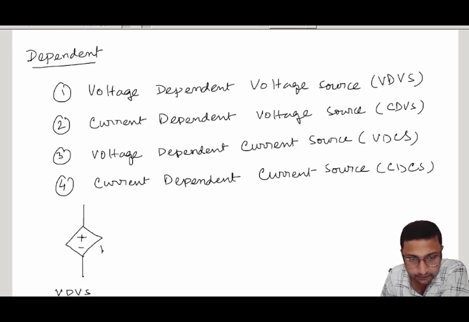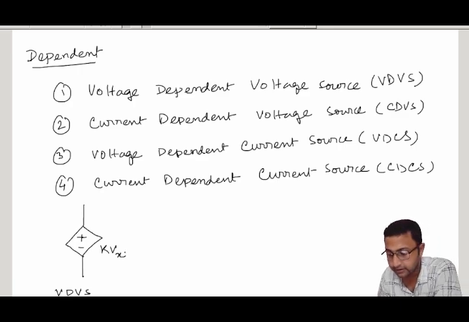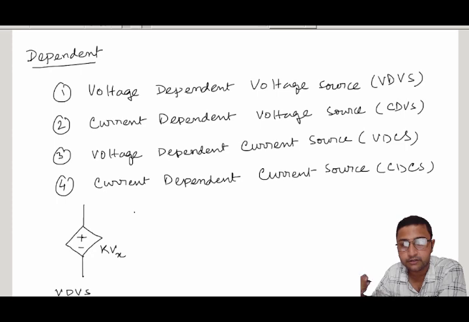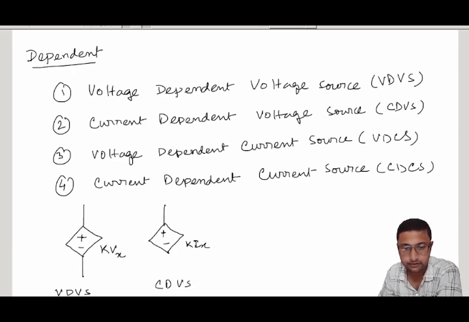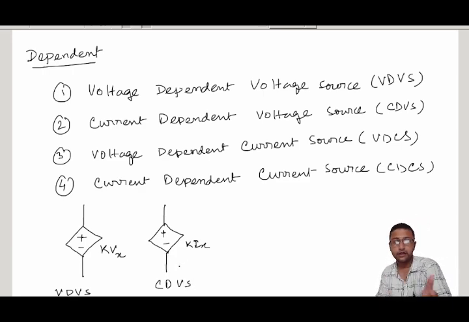It is represented by KVx, where K is some constant, or some portion of the supply voltage, K of Vx. The next one is the current dependent voltage source, that is represented by KIx. Okay, current dependent voltage source. This is represented as K of Ix, some portion or some amount of current, where K is some constant.